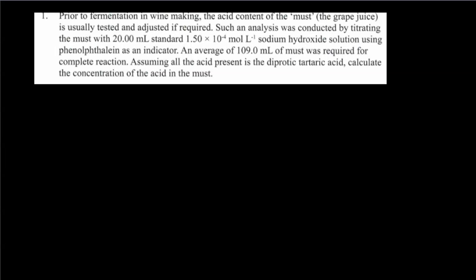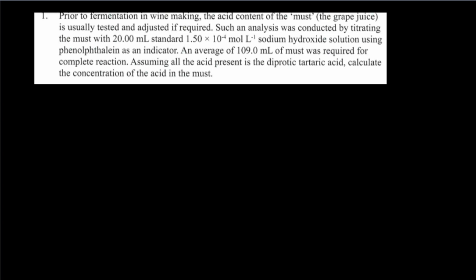Okay, well here we are with question 1 of set 16, where the titration questions start to get a little bit more interesting. And the first one to me actually was quite interesting. It was the winemaker's question. And it says, prior to fermentation in winemaking, the acid content of the must, which is the grape juice, is tested and adjusted if required.